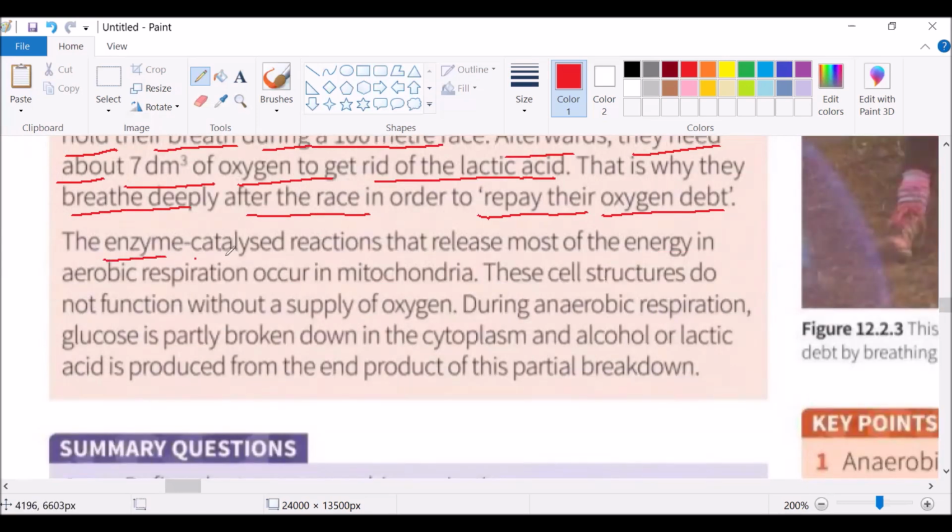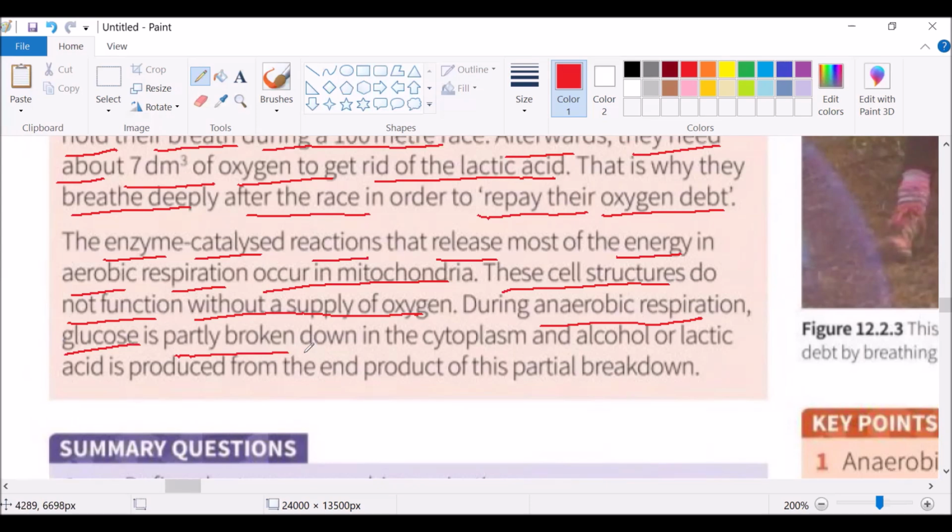The enzyme catalyzed reactions that release most of the energy in aerobic respiration occur in mitochondria. These cell structures do not function without a supply of oxygen. During anaerobic respiration, glucose is partly broken down in the cytoplasm and alcohol or lactic acid is produced from the end product of this partial breakdown.